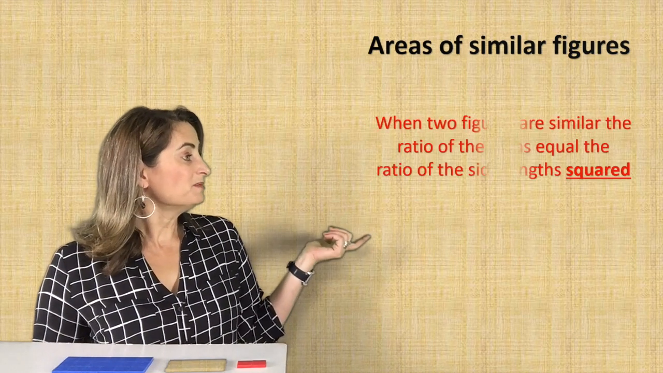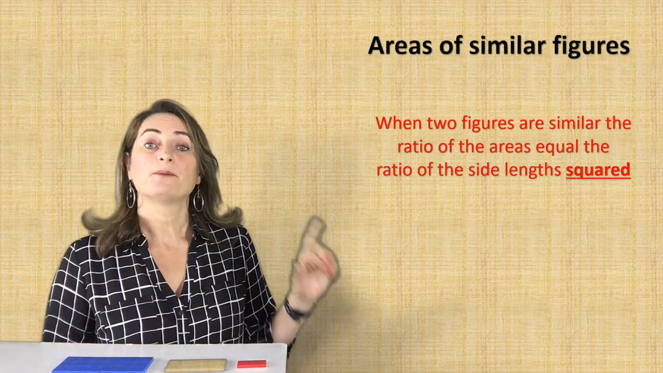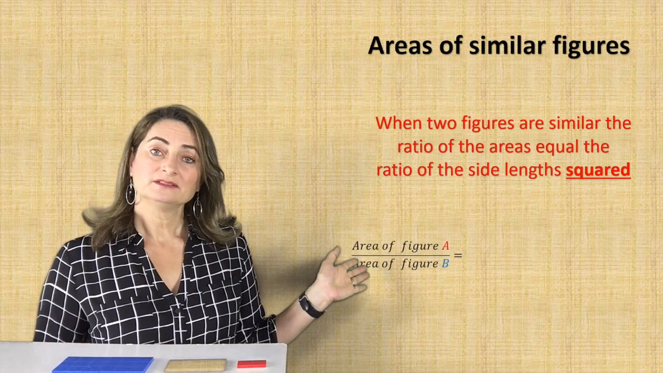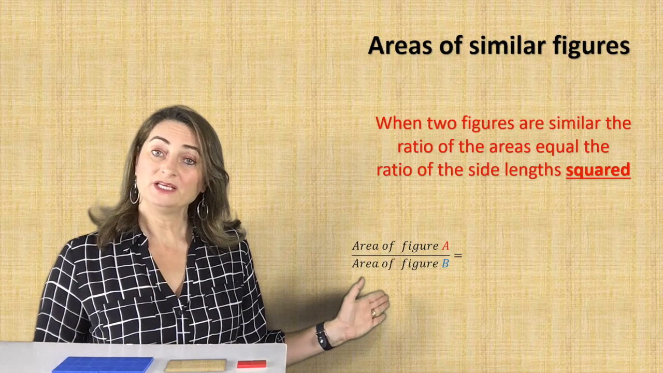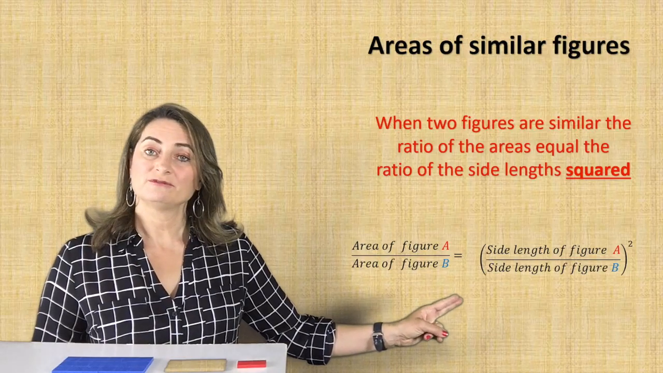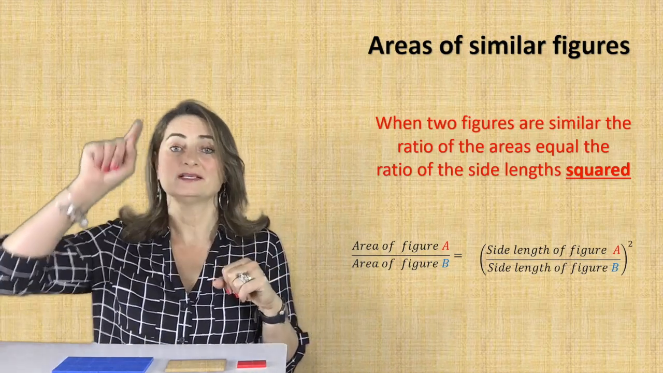When two figures are similar, the ratio of the areas equals the ratio of the side lengths, but squared this time. So set up your ratio again. The area of figure A divided by the area of figure B equals the side length of A over the side length of B, and that's how we set up the ratio. But this time you have to put it in parentheses and square it.